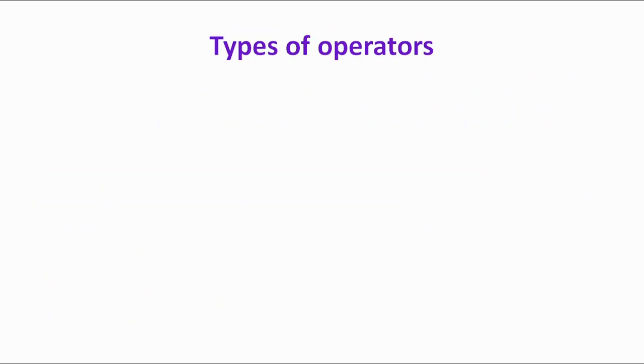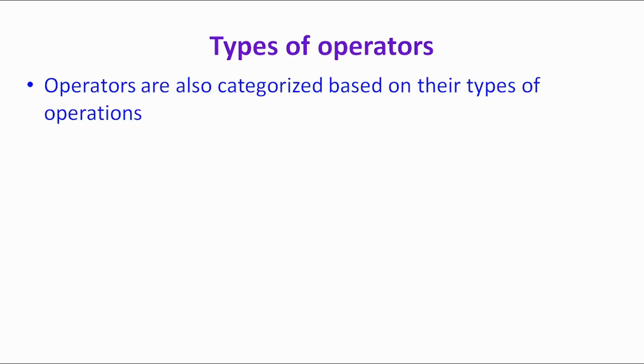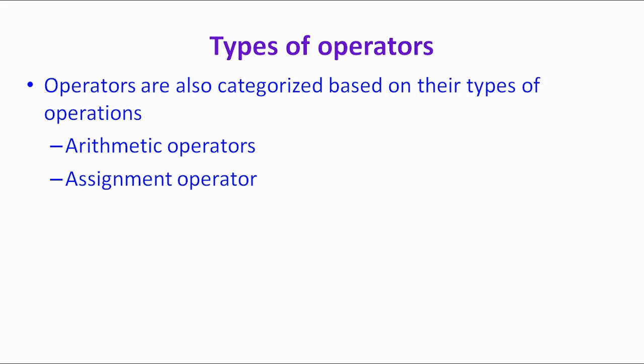Now we will see the types of operators based on their operations. We can group the operators into the following categories based on their functionalities. Operators performing similar operations are combined under a category. The first category of operators are the arithmetic operators, which are useful to carry out various arithmetic operations. The second operator is the assignment operator, which is represented by an equal symbol. It is commonly used in assignment statements to assign a value to a variable.